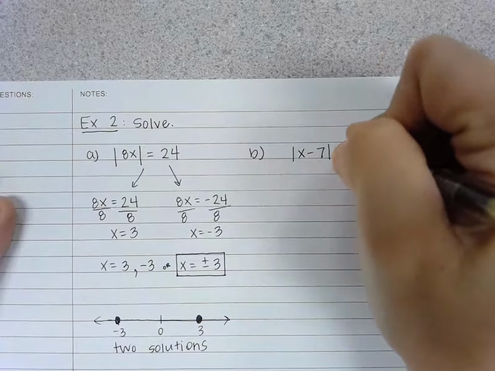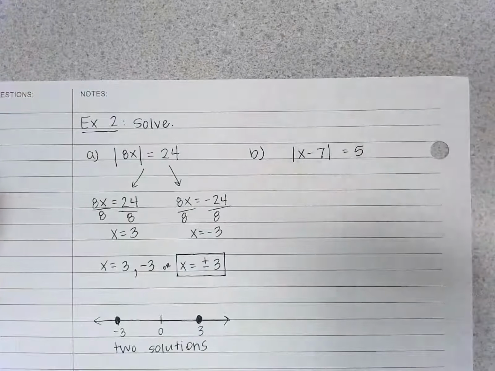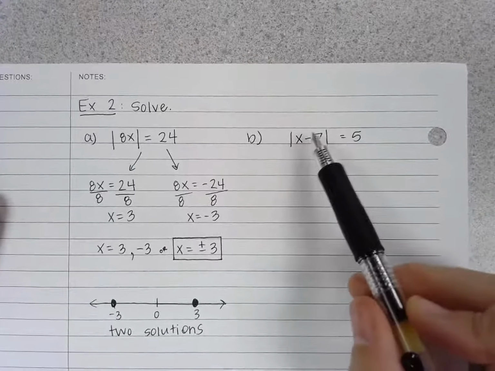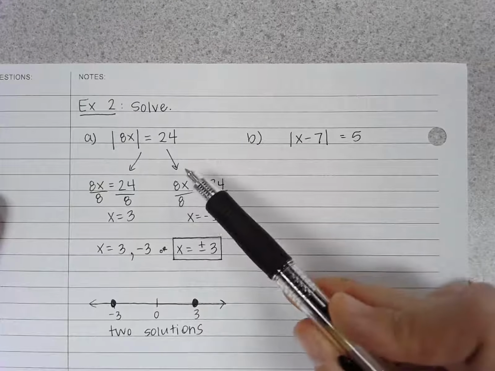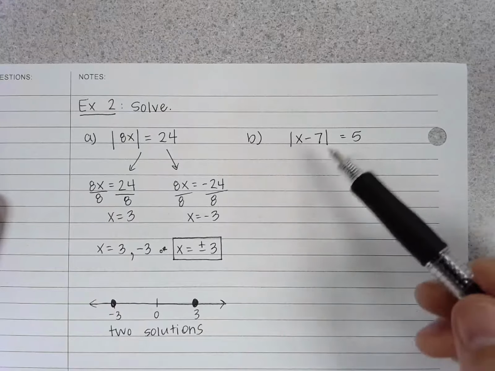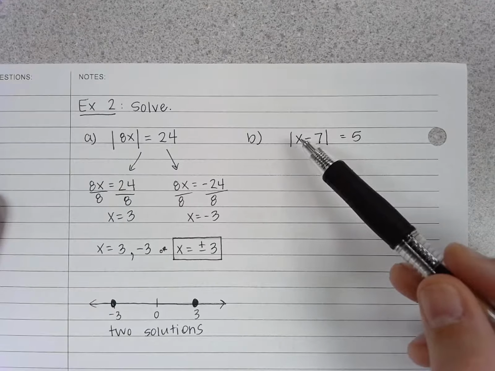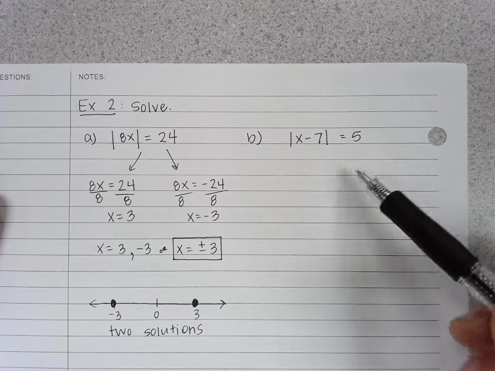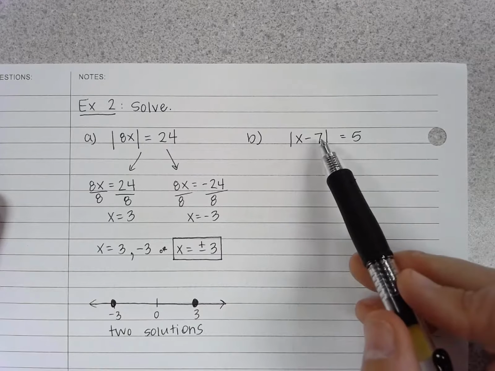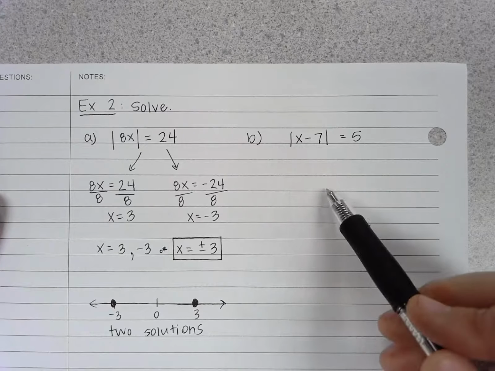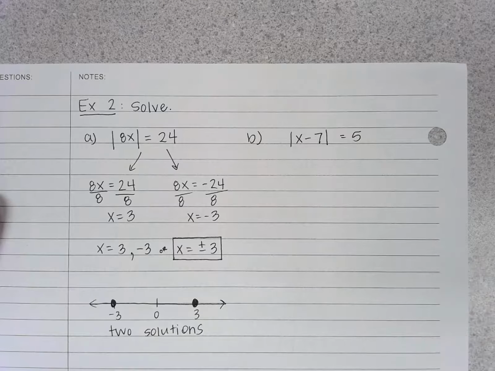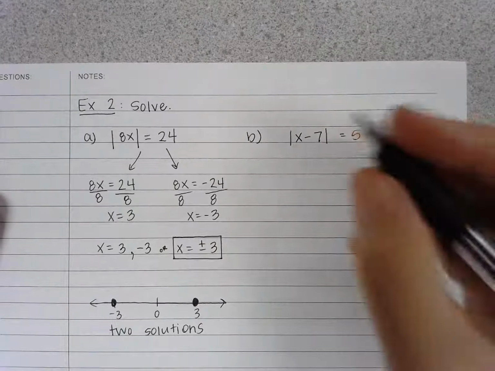Here's B. So on this one, the bars are still all by themselves, which means I'm ready to do the same step that I did over here. On this equation, it says that you're going to take 7 away from some number, and then it's going to wind up being 5 in the positive direction. And then when you take 7 away from some number, it's going to wind up being 5 in the negative direction. And so we want to figure out what 2 numbers would make that happen.